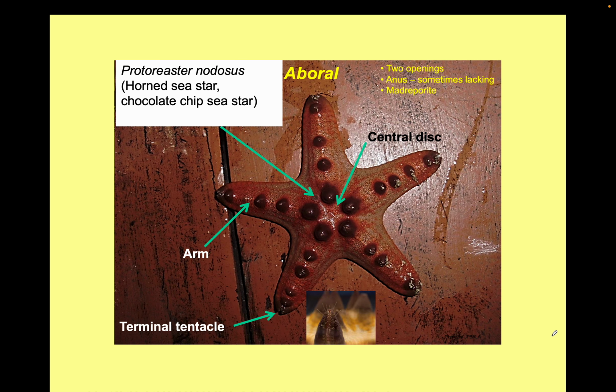So some more pictures for the case of this species, Protoreaster nodosus, the horned sea star, which also goes by the name chocolate chip sea star. You can see the aboral surface with the madreporite, though not really here, this one. The central disc is where the arms originate from. And at the terminal tentacle, you can see tube feet with suckers.